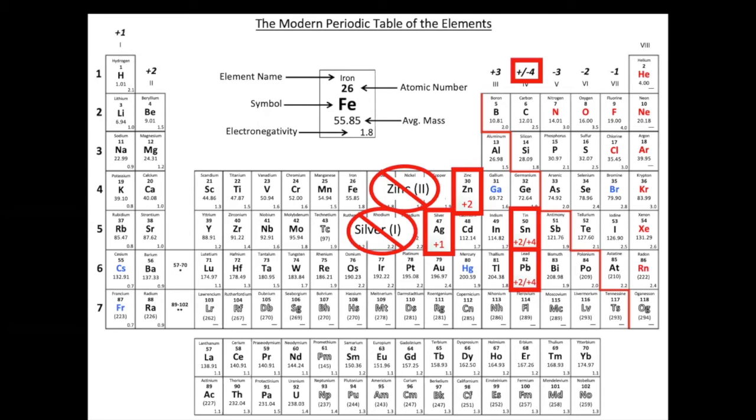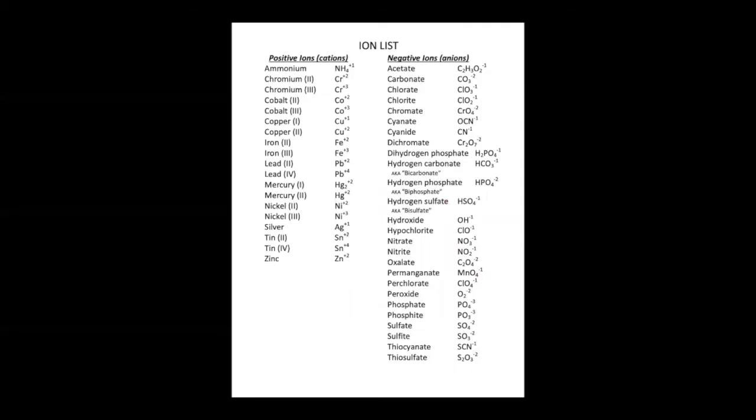And although I find it easier to commit these examples to memory, these examples are on your ion list on the back of your periodic table.